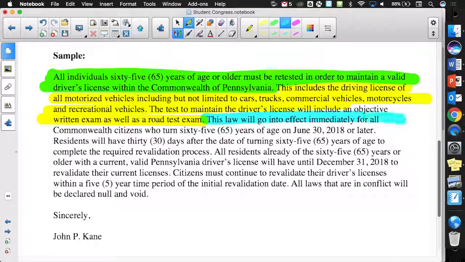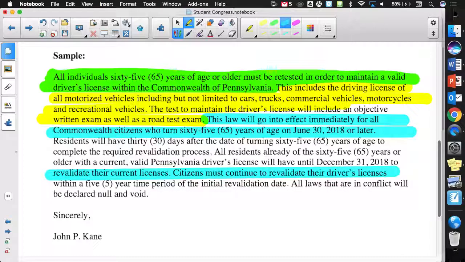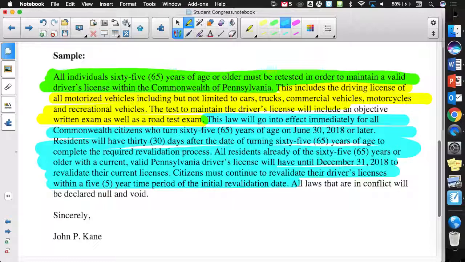This law will go into effect immediately for all Commonwealth citizens who turn 65 years of age on June 30th, 2018 or later. I changed the dates, I think, in your packet. Residents will have 30 days after the date of turning 65 years of age to complete the required revalidation process. All residents already of these 65 years or older with a current driver's license have until the end of the year to revalidate, and they must continue to revalidate their license over a 5-year period. So my implementation date section ends up being pretty lengthy because I'm trying to include all this stuff so that if folks had questions, it would be answered. And then the last part, I just copy word for word, all laws that are in conflict will be declared null and void, and then you include your name at the end.